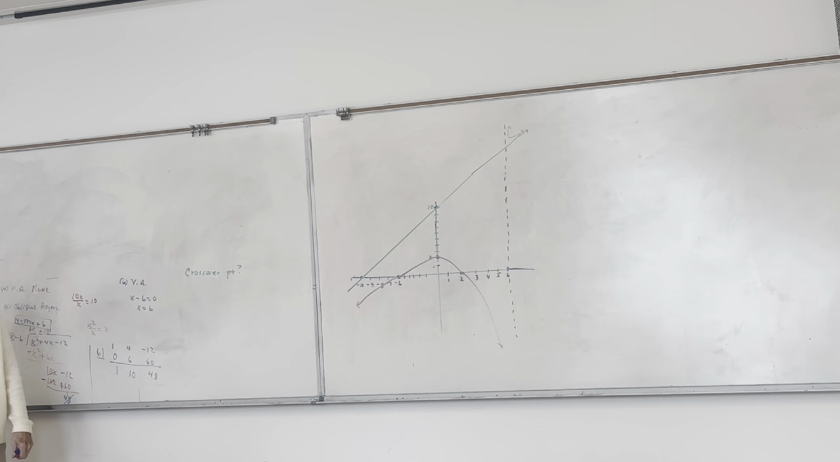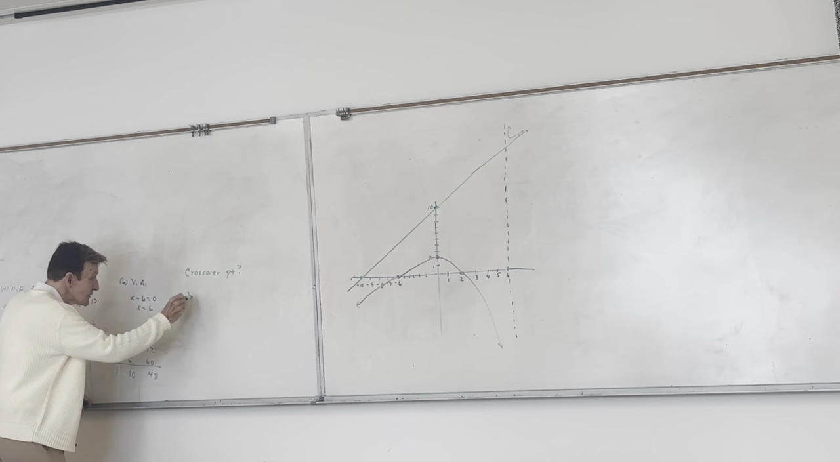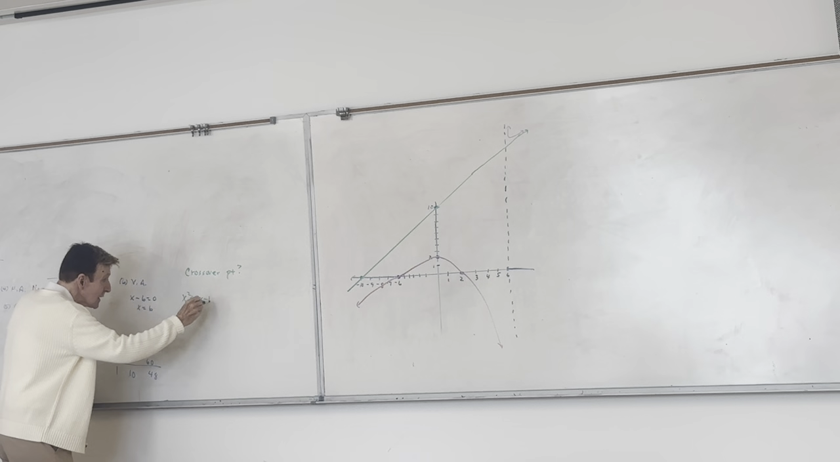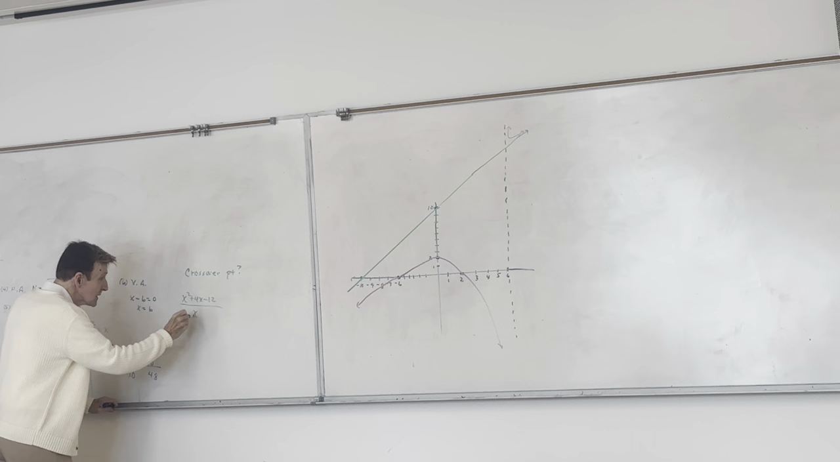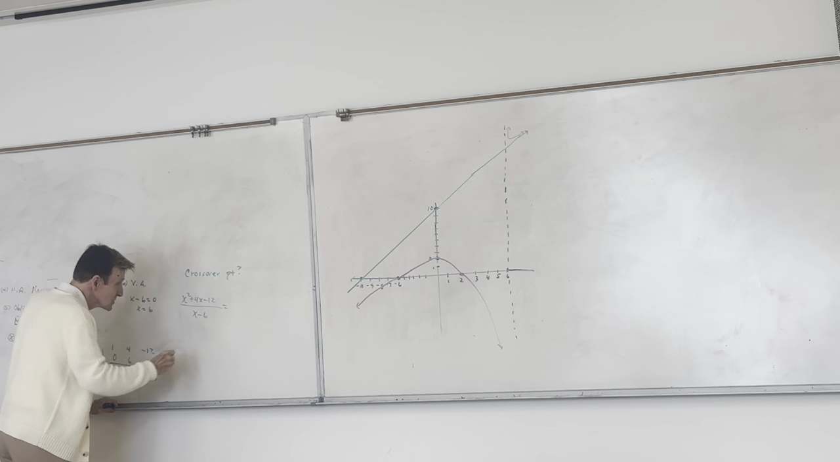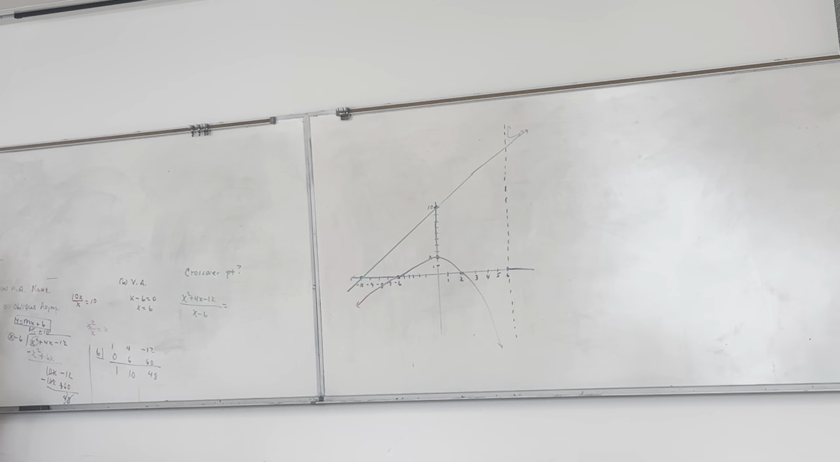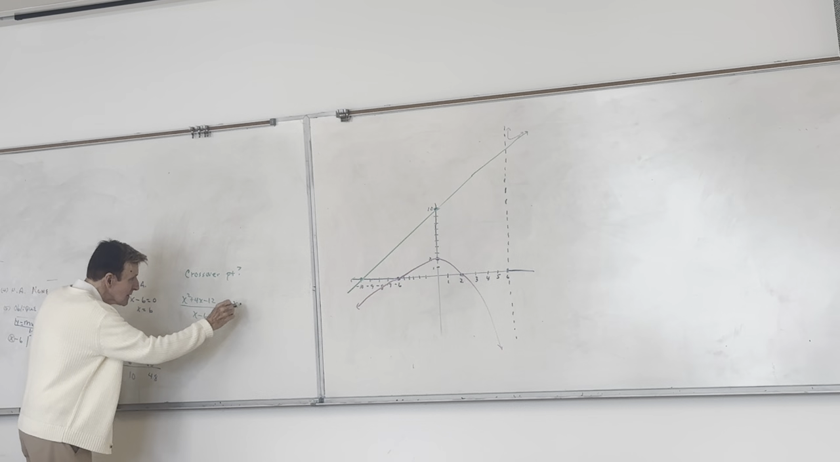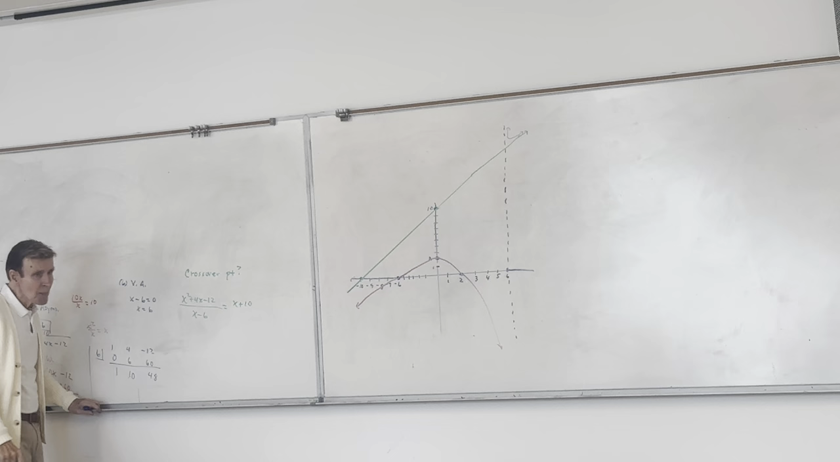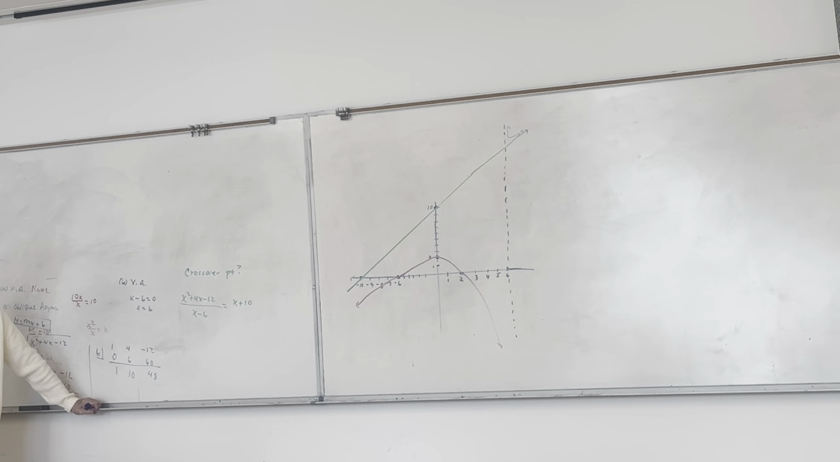So what you do, go for it. You set the original function equal to the oblique. Thank you. This is the original function. I'm saying, Professor, set that equal to the oblique. Well, the oblique itself is x plus 10. You set them equal, just like we would do for a horizontal.